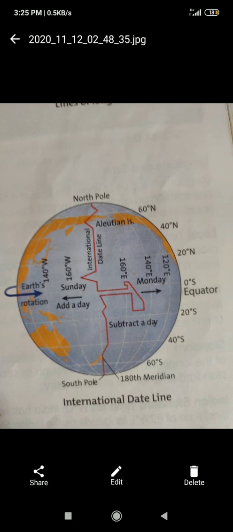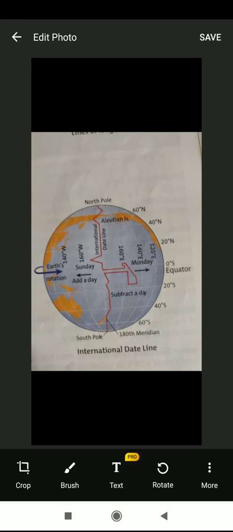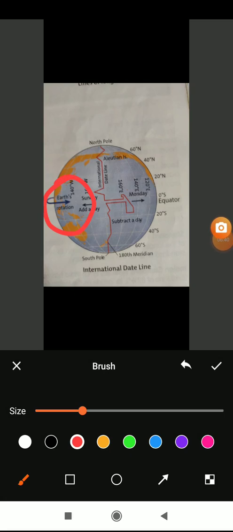Then how does it revolve? Earth rotation, you can see the sign here. If it is receiving the sunlight here first, then it will rotate, and then the next western part will receive the sunlight. Understood?